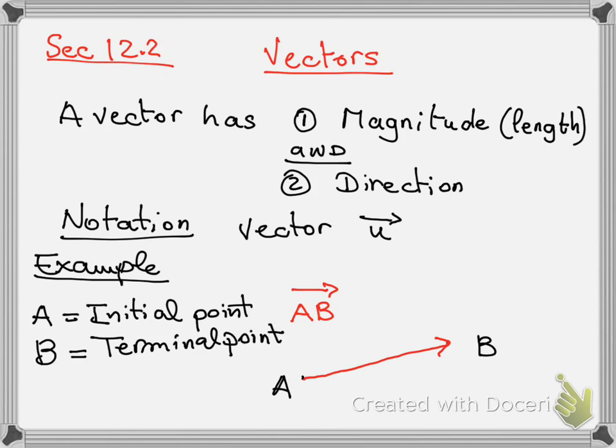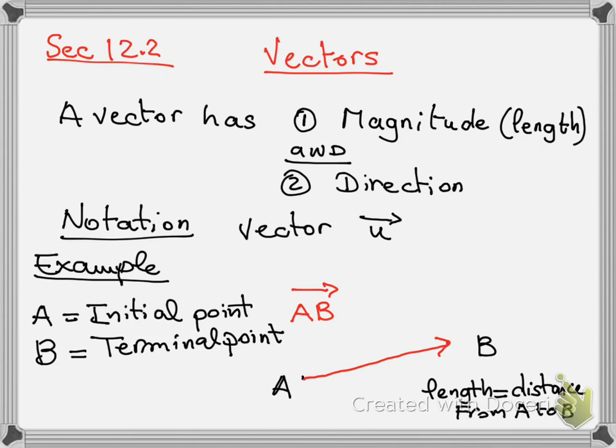So this displacement vector AB is a vector because, first, it has a length or magnitude. The length in this case would be the distance from A to B, right? And the direction would be the direction of the line which passes through the points A and B. So we have this line or segment going from A to B, and that will be the direction.